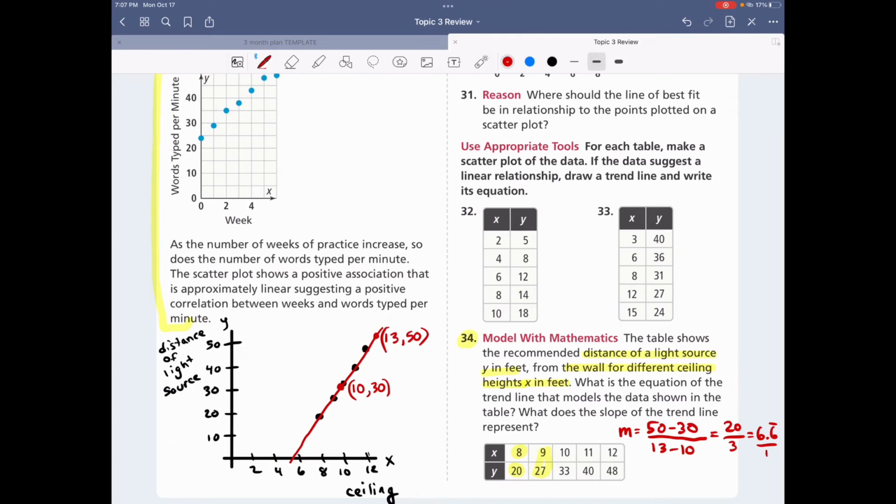What is the equation of the trend line? We need to plug in 6.6 repeating, or maybe the fraction might work better. It also equals, we could just leave it as 20 thirds. Okay, so for every 3 feet of ceiling height, it's 20 feet away from the wall that you want the light source.